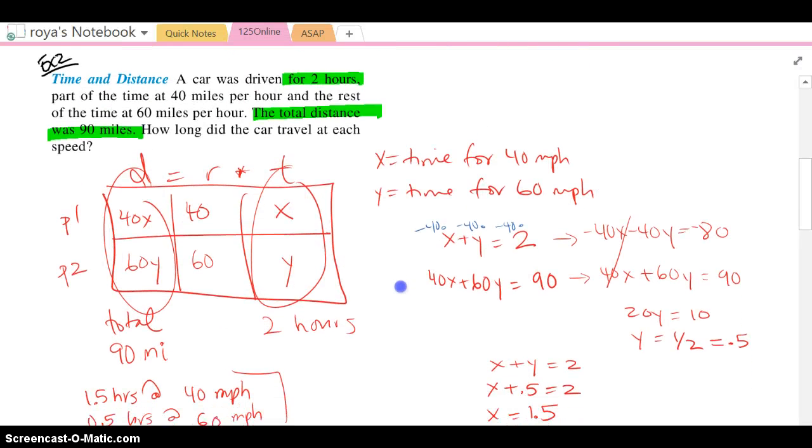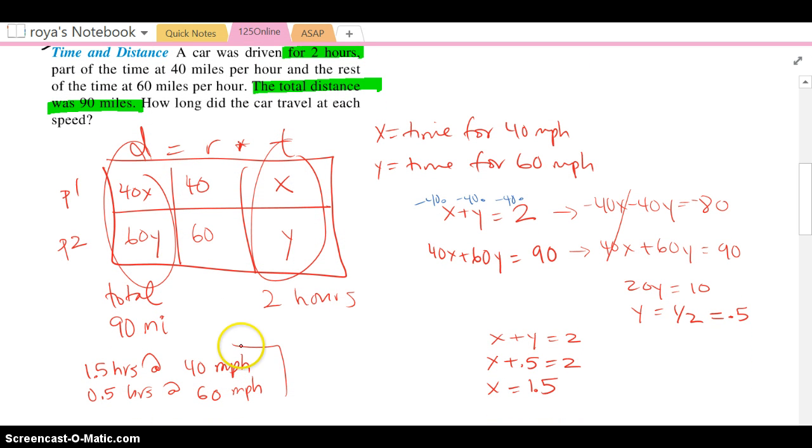So it looks like it is going to be going at 40 miles per hour for 1.5 hours and at 60 miles per hour for half an hour. Y was half an hour and it stood for the faster speed, and x was the 1.5 hours and it stood for the time for the slower speed.